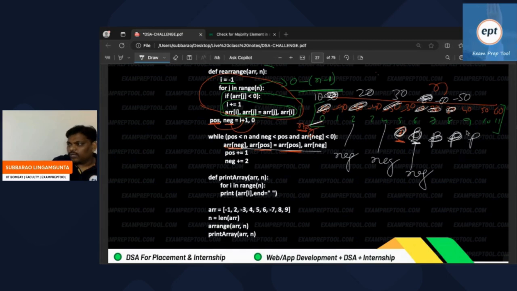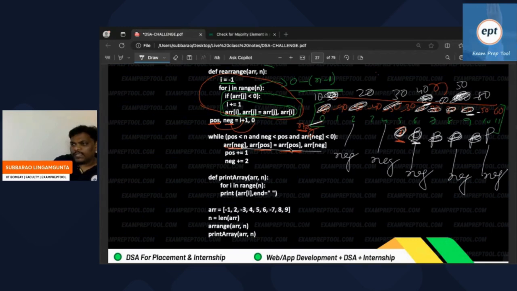What is the positive here? 40. Whoever is there, let us enter minus 80. 40 here, minus 80 here. Some negative came. As usual, negative will increment by 2, positive will increment by 1. Swap it. So minus 50 maybe, this 50 will go here. As usual, negative will increment by 2 and positive will increment by 1.